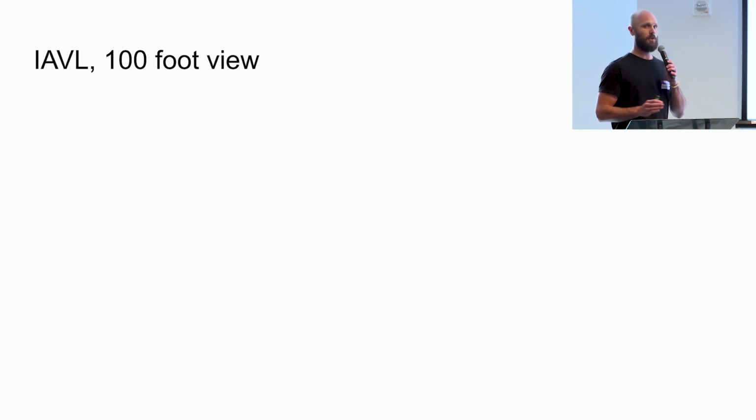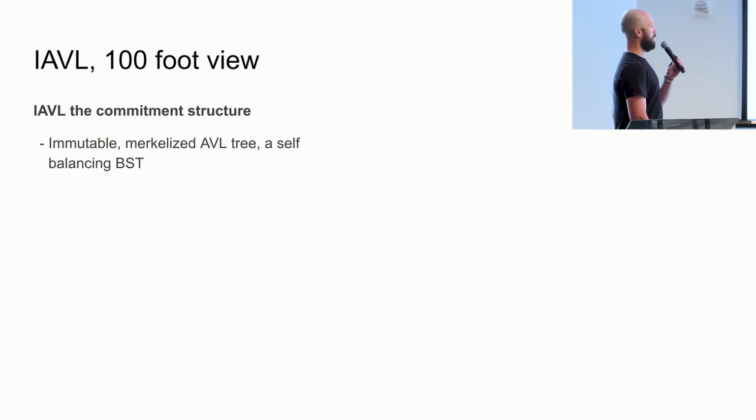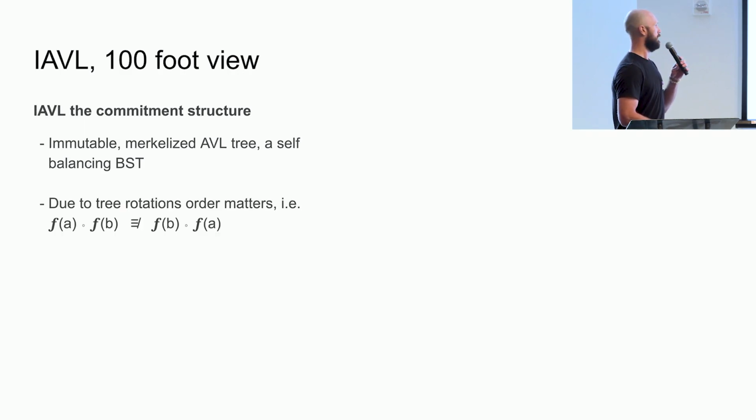First, really quick, from 100 feet, this is what IAVL is to me and to an SDK developer. The first thing is IAVL as a commitment structure. It is an immutable merkelized AVL tree, which is a self-balancing BST, binary search tree. So this is the form that the commitment structure takes.